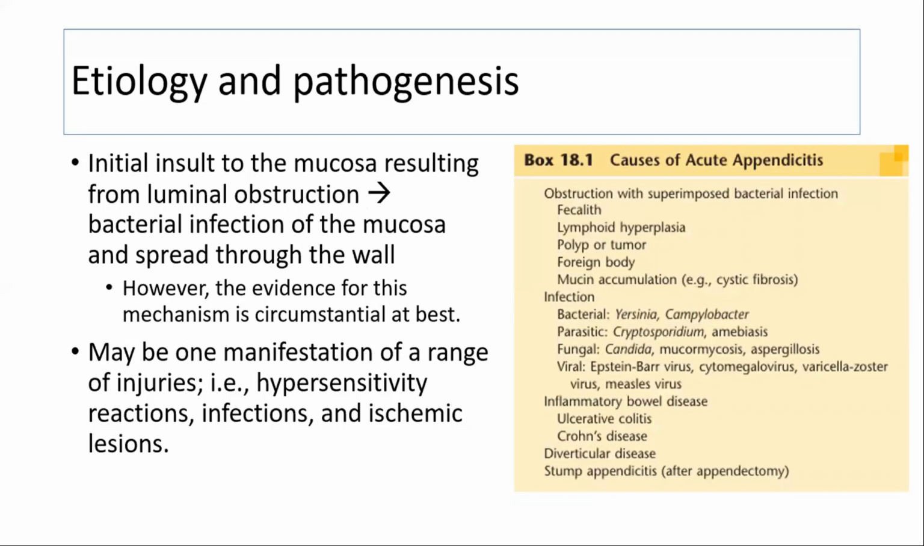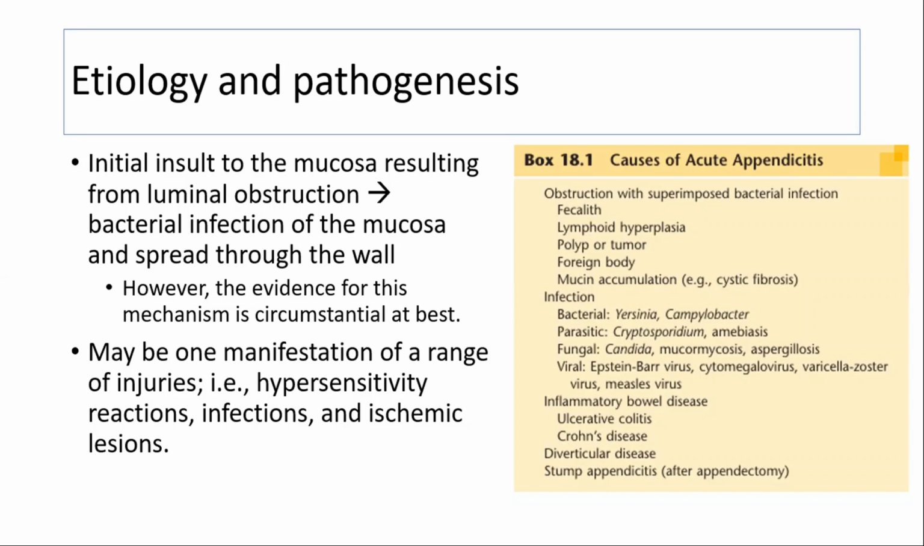What about the pathogenesis of acute appendicitis? Again, this is more like a hypothetical pathogenesis, because it was hypothesized that appendicitis starts with an insult to the mucosa due to luminal obstruction. It can be due to many things like fecalith, tumor, polyps, foreign body, or lymphoid hyperplasia. And because of this, it causes some injury to the mucosa, ulceration, which allows bacteria to go through the mucosa and spread through the wall.